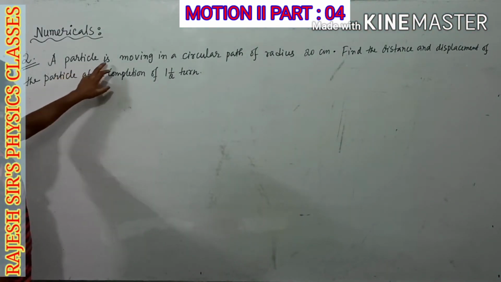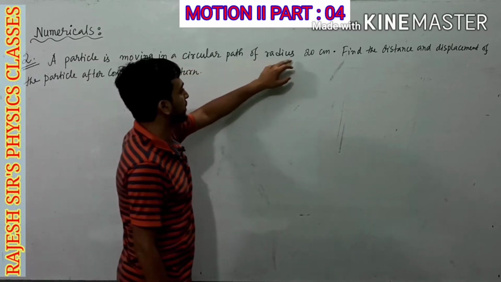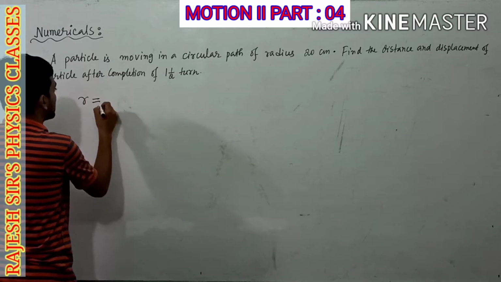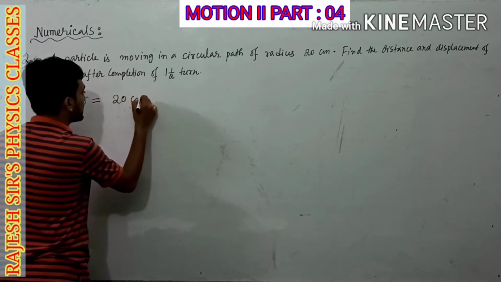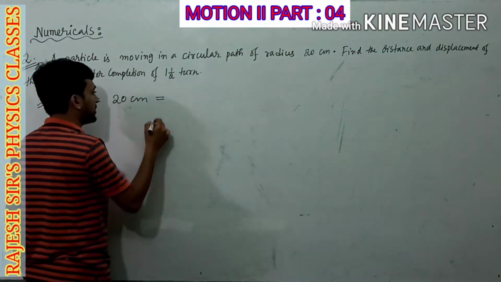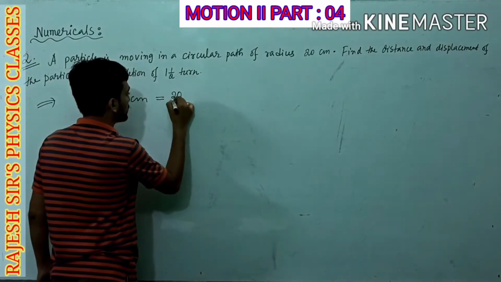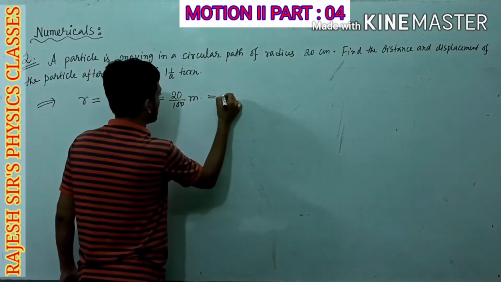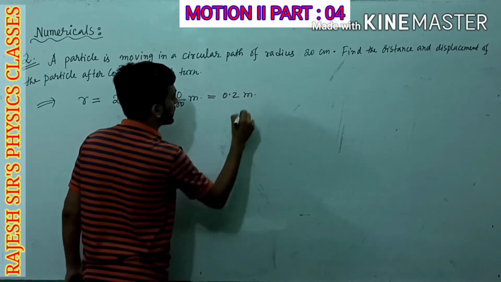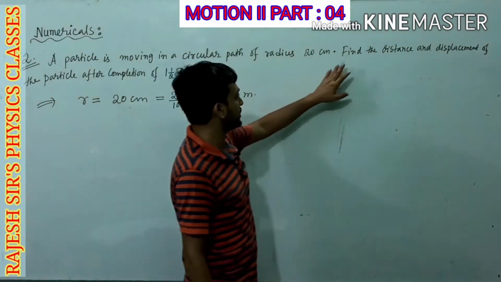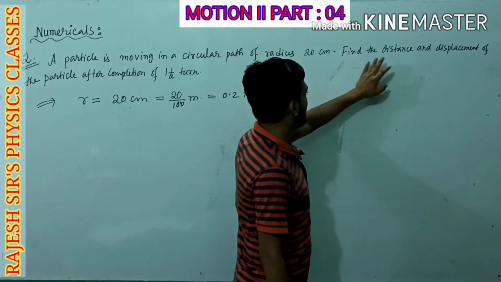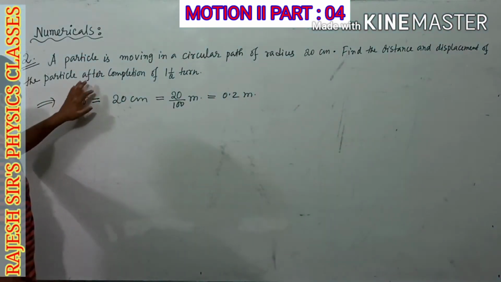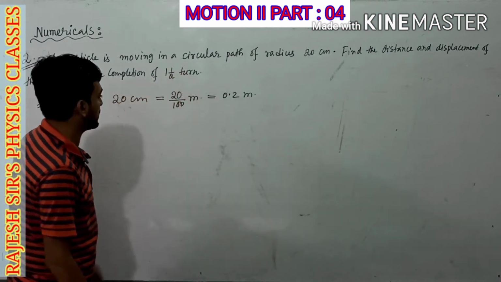It is given that a particle is moving in a circular path of radius 20 centimeter. What is given? Radius of the circular path is 20 centimeter. You convert it into meter: 20 by 100 meter, that means 0.2 meter. Now what have we been asked? We have been asked to find distance and displacement of the particle after completion of 1.5 turns.